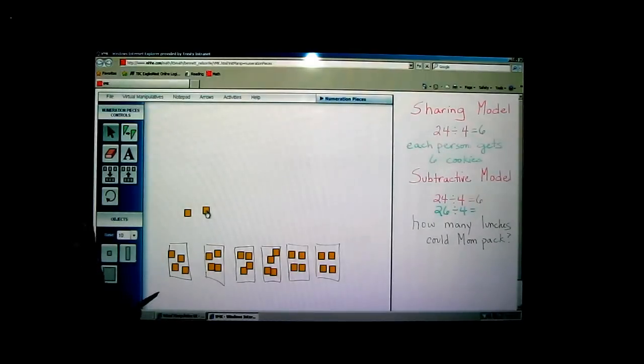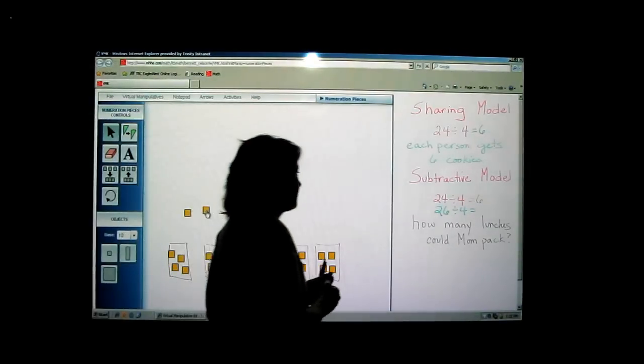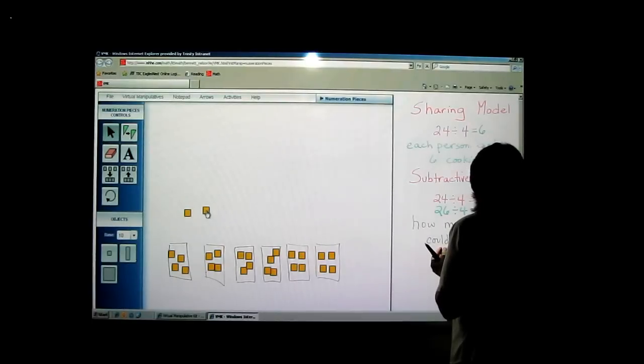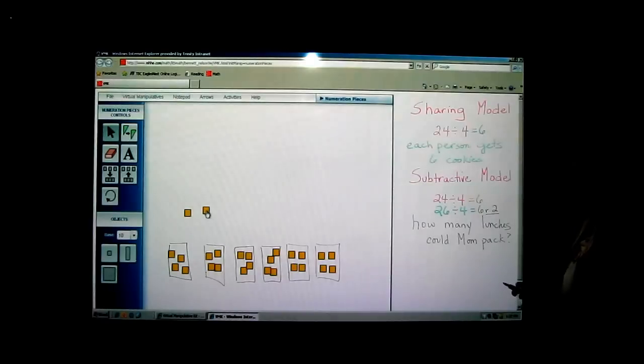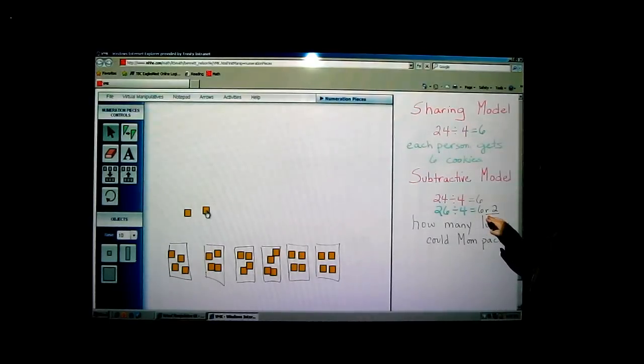Now, can I make another lunch bag? No, because the rules say I have to put 4 cookies in every lunch bag. So what happens to the cookies? Well, the simplest answer is that they're left over. And for the most part, that's what a remainder means. A remainder means that they're left over, that you cannot do with them whatever you did with all the rest of them.